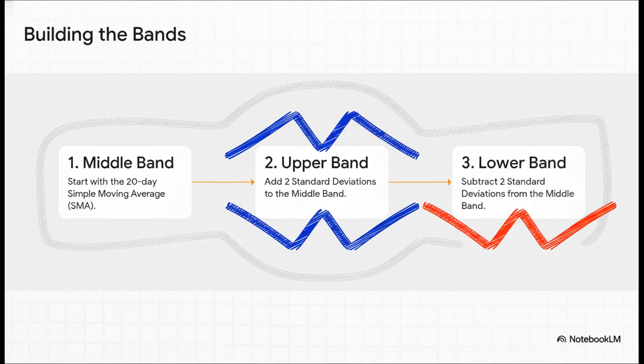And this is where the magic really happens. It's actually super simple. We take that volatility measure we just talked about, and we add 2 of them to the middle line. That gives us our upper band. Then we subtract 2 of them from the middle line to get the lower band. And that's it. What you get is this dynamic channel that basically hugs the price.